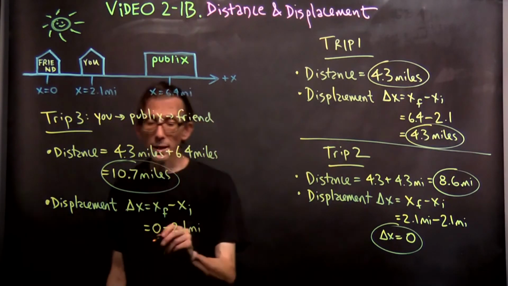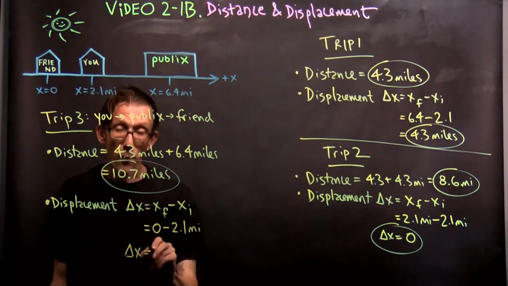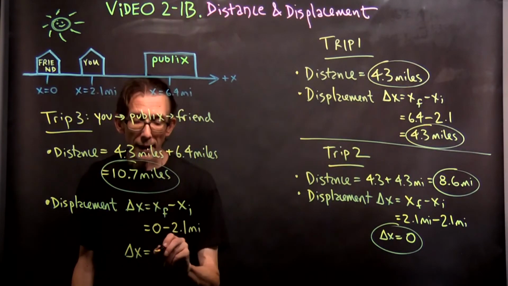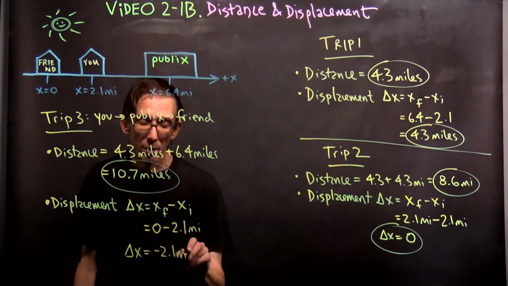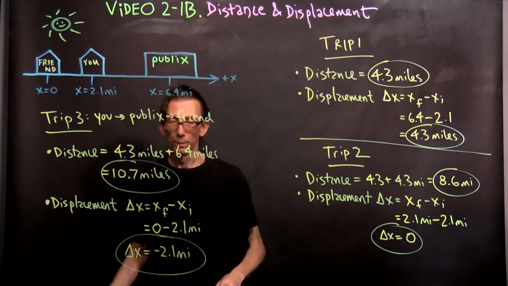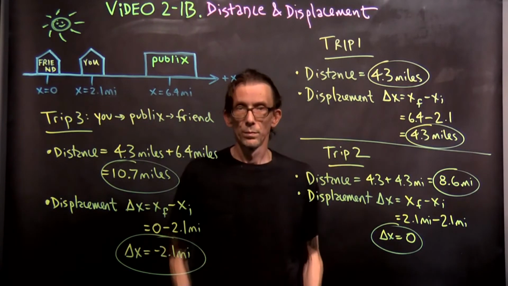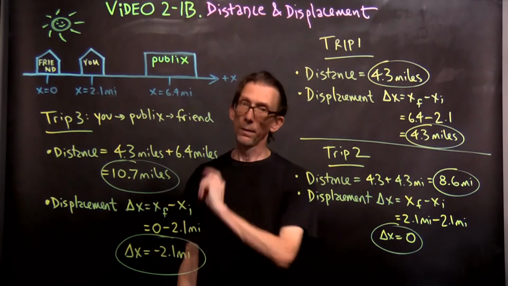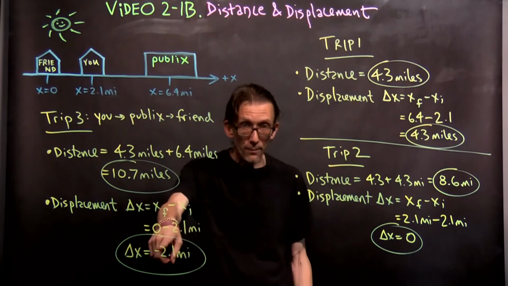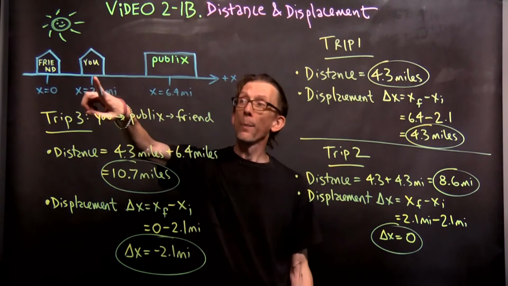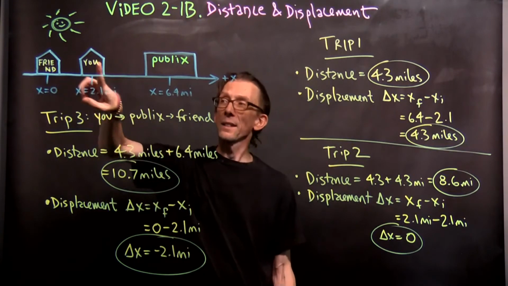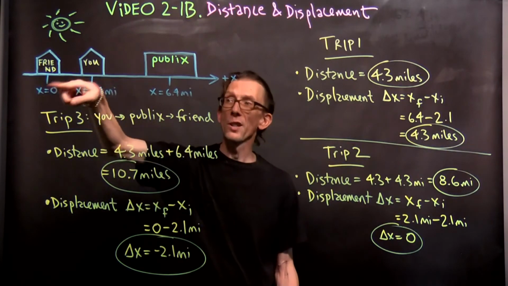So your displacement for trip number 3 from your house to Publix to your friend's house is negative 2.1 miles. It's negative for the very simple reason, listen well, that you ended up to the left of where you started on the number line. You ended up at a lower value position than you started with.